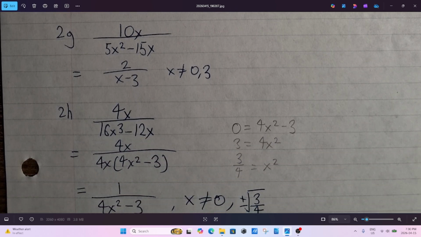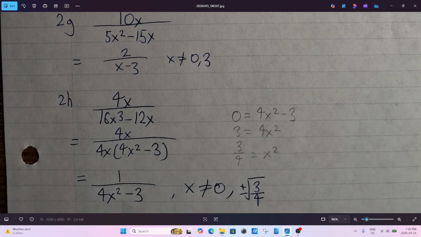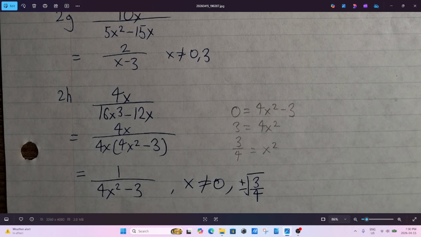2g: 10x divided by 5x squared minus 15x is equal to 2 over x minus 3. So what you do is you factor out 5x from every term. x cannot be 0 and 3. 2h: 4x divided by 16x cubed minus 12x equal to 4x over 4x times 4x squared minus 3. So we factor out 4x from everything. And what's left is 1 over 4x squared minus 3.